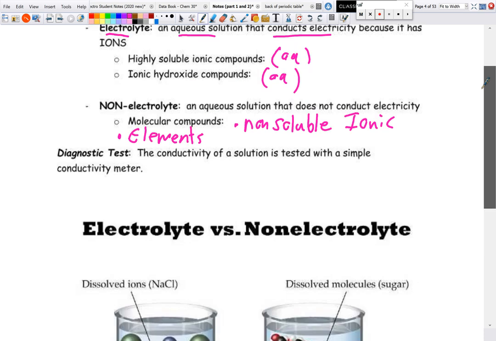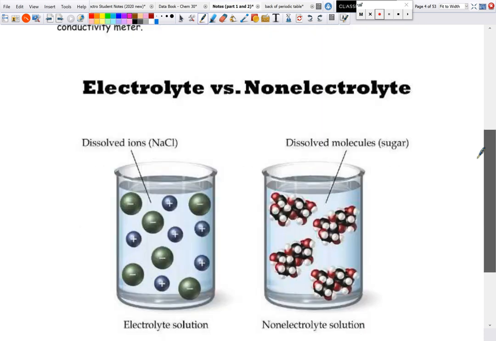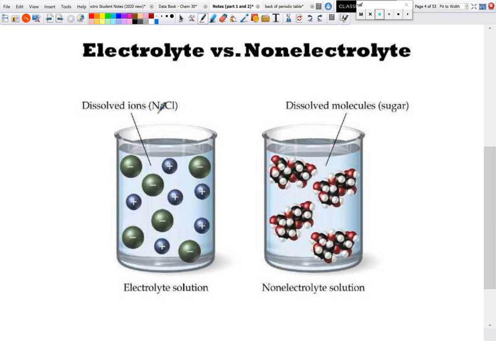So what makes an electrolyte an electrolyte is we have something like this. If we have dissolved ions, something like sodium chloride, we can tell here we have all of our negatively charged and positively charged ions floating around in solution, and this is able to conduct electricity. Now, if we have a non-electrolyte, like molecular compounds such as sugar, notice how there are no ions here. It's just a neutral molecule floating around in solution. If it's neutral, it's not going to be able to conduct electricity.